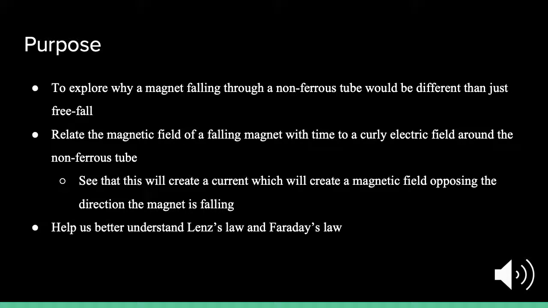The purpose of this lab was to explore why a falling magnet through a non-ferrous tube would be different than just a free fall. We will relate the magnetic field of a falling magnet with time to a curly electric field around the non-ferrous tube. We will see that this creates a current, which creates a magnetic field opposing the direction the magnet is falling, and this deals with Lenz's law and Faraday's law as well.